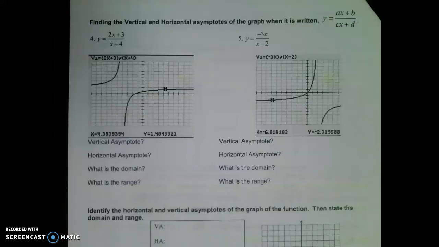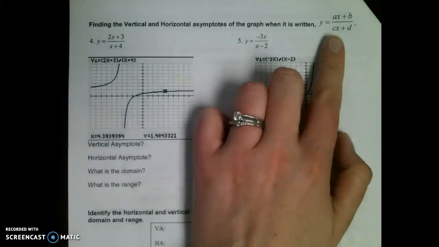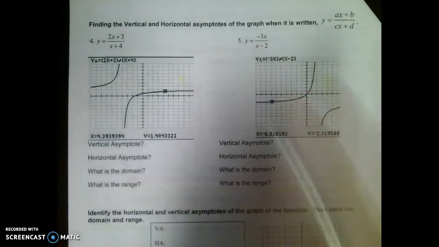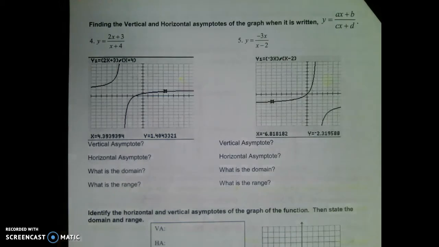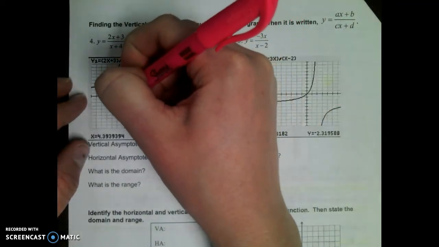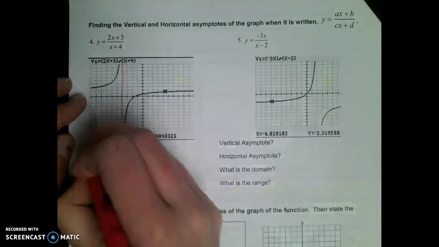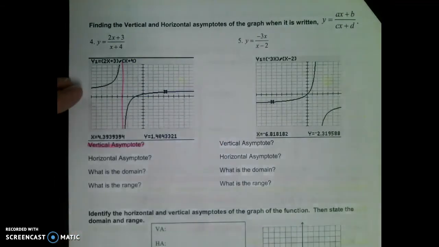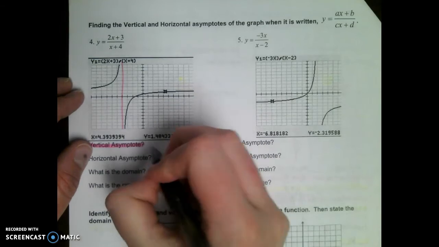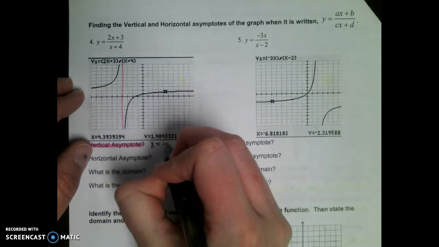The other type of hyperbola we're going to look at is of this form. Y equals ax plus b over cx plus d. It's one big fraction instead of a fraction with something added or subtracted. So let's look again at the vertical asymptote. At this graph, the vertical asymptote is here. And that has a value of negative 4. So x equals negative 4.